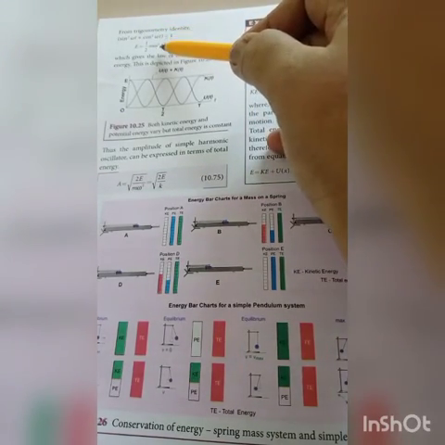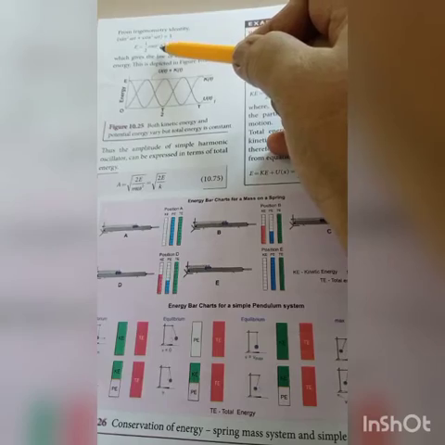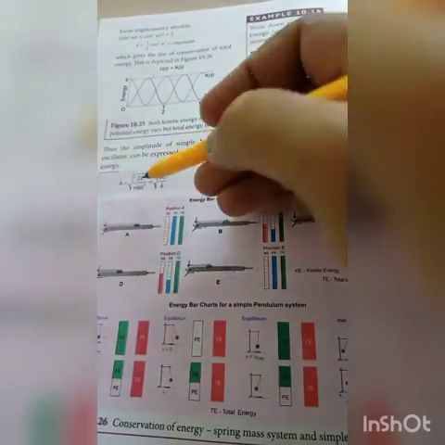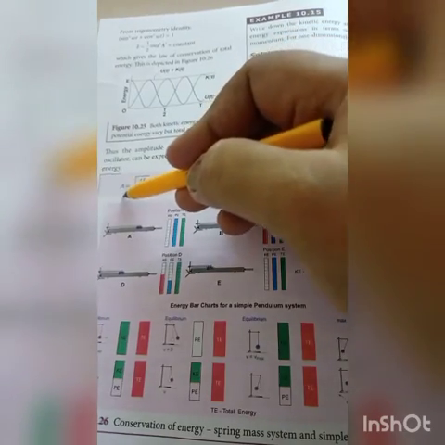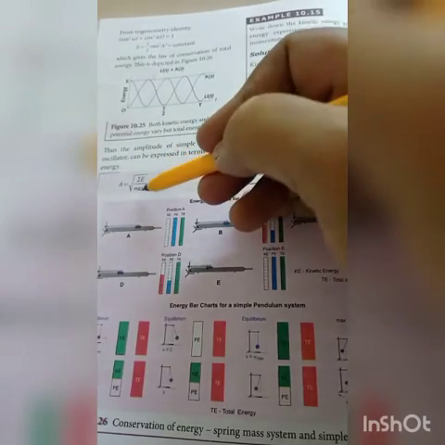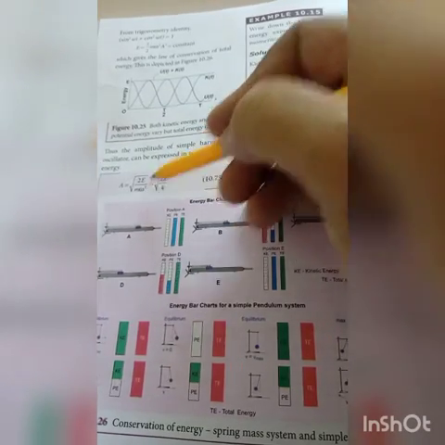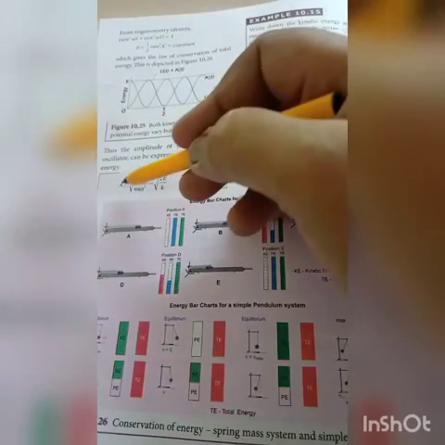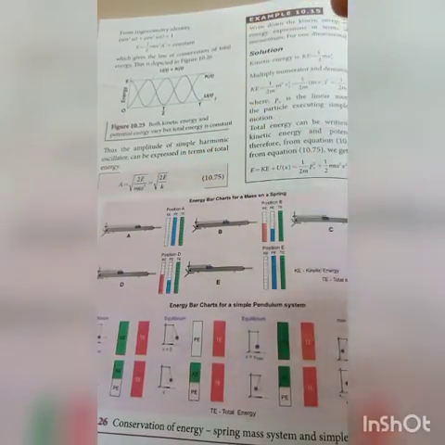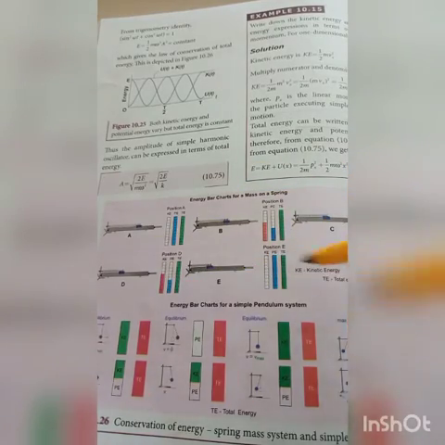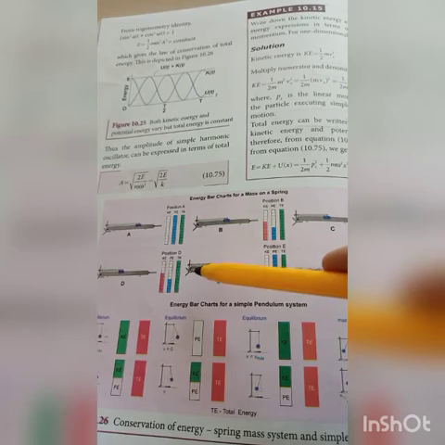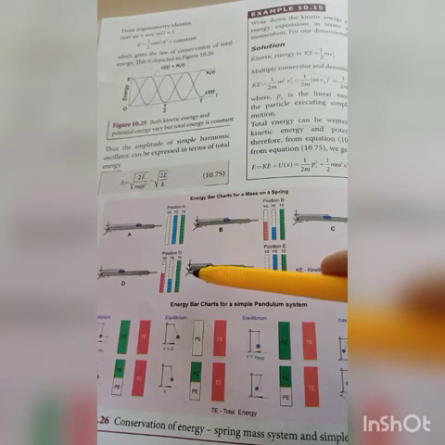When you simplify and rewrite this equation, the amplitude A of the simple harmonic oscillator can be expressed as A is equal to root of 2E by m omega square. You know m omega square is equal to force constant K. So A is equal to root of 2E by K. This diagram shows that in any case the total energy of the system remains constant.